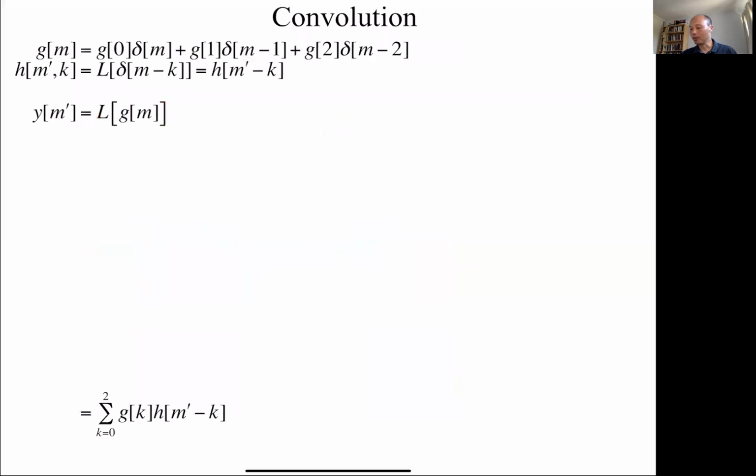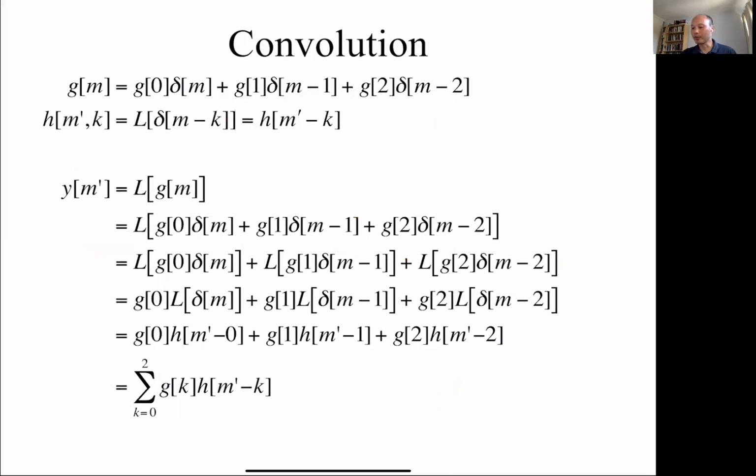So that's going to be useful when we come to here. Once again, we've described our input as a sum of weighted, so these are the weights, G0, G1, G2, and shifted delta functions. And we're saying that my impulse response now can be written as a function of the output minus the input coordinates. So it's no longer h of m prime, k, it's now h of m prime minus k.